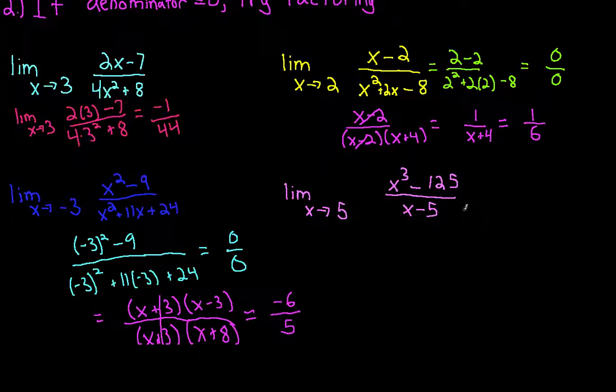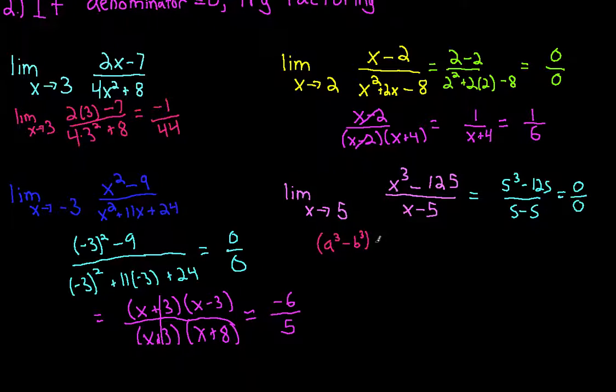Looking forward to the next problem, what I can see is the limit as x approaches 5. Again, if I go ahead and put 5 in here, we're going to have 5 cubed minus 125 over 5 minus 5, simply going to equal 0 over 0 again. So what we have to do is try to factor this. Now this is a factoring problem that you may not remember, so I'm going to go ahead and write the formula down here. And this is the difference of cubes.